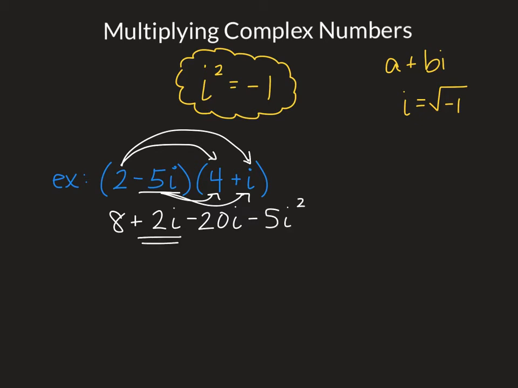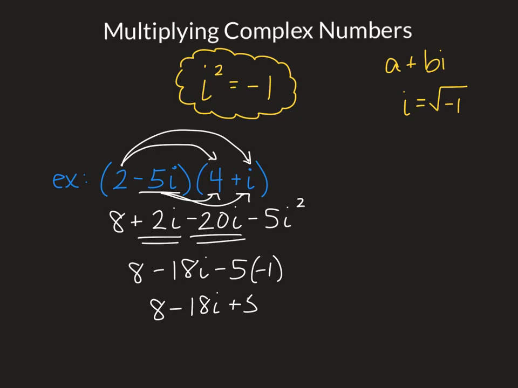All right, so here and here we have like terms. So I'll bring the 8 down, and then we'll have minus 18i when we combine those two terms. And then I'm going to replace i squared with what it equals. It equals -1. So we'll have minus 5 times that -1. So we'll have 8 minus 18i plus 5. 8 and 5 are both just constants, so we can combine them to get 13 minus 18i.